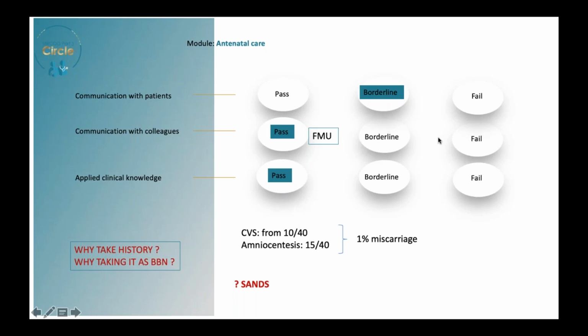Communication with colleagues: I gave you a pass right away when you involved FMU, especially for the diagnostic tests. And in terms of applied clinical knowledge, you talked about what needs to be done from now on, what my options are. CVS and amniocentesis, you demonstrated your knowledge regarding from what gestational age each would be done. You also covered the risk of 1% miscarriage, most important that the patient has to know. After that, you asked me, what do you think? You could just ask me, do you have any questions so far? And on your own, go on to offer me the NIPT. That's one of the options. But don't offer me NIPT if I decline the diagnostic test.